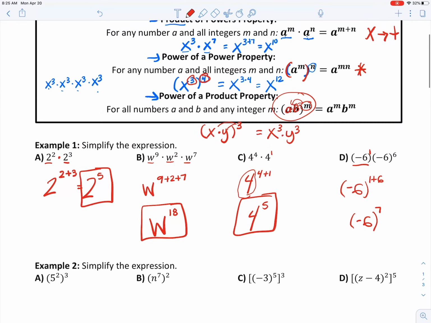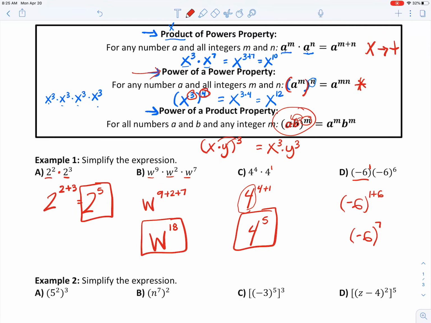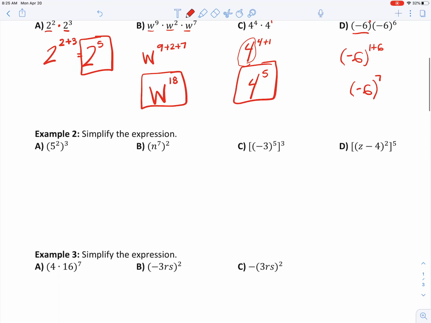Okay, example 2, it says simplify the expression. These examples are going to be like our second property that we were talking about. We've got some power in it, and then that is being raised to the third power. So what we do in this case is we take our two exponents and we multiply them together. 2 times 3 is 6, so it's 5 to the 6.